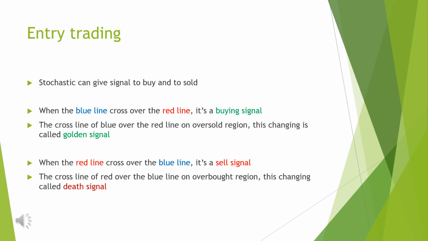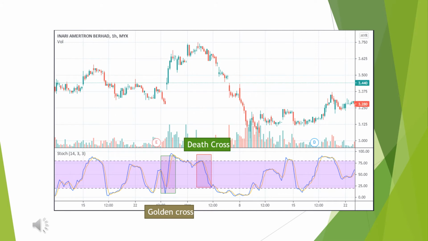Entry trading. Stochastic can give signal to buy and to sell. When the blue line crosses over the red line, it's a buying signal. The cross of the blue line over the red line in the oversold region is called a golden signal. When the red line crosses over the blue line, it's a sell signal. The cross of the red line over the blue line in the overbought region is called the signal. This is an example of the trading entry by the two lines crossing over each other.